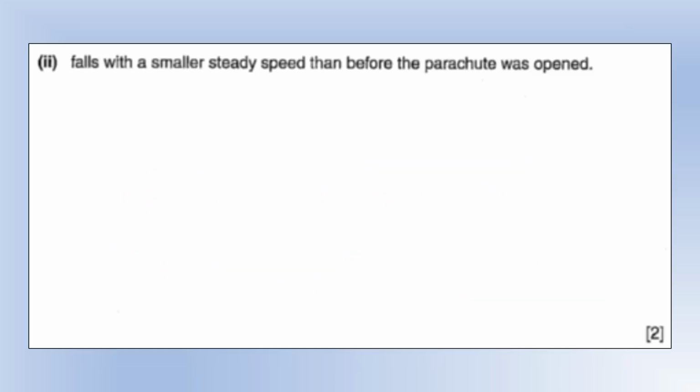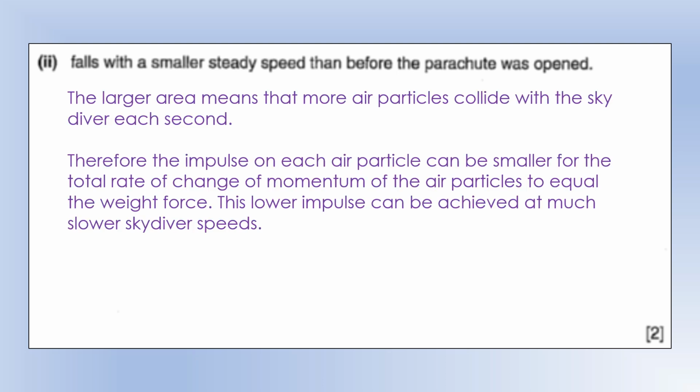Now, explain why it falls at a smaller steady speed than before the parachute was opened. So if you have a much bigger area, that means you can have more air particles colliding every second. So that means the impulse we actually need from each air particle can be smaller in order to achieve the same total rate of change of momentum that we needed with a skydiver without a parachute. And so you can get this lower impulse from much slower skydiver speeds, which is why it's now 5 meters per second instead of 50.